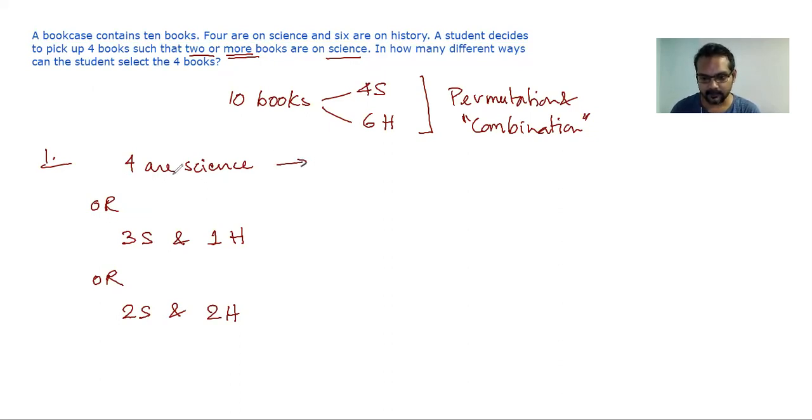For the first case, when you're selecting 4 science, it is out of the 4 science books only, not out of the 10. 4 science out of the 4, so it's 4C4, that's one way. In this one, we are selecting 3 science from the 4, so that's 4C3, and you multiply by 1 history out of the 6, so 6C1. 4C3 is 4 and 6C1 is 6, so that's 24.